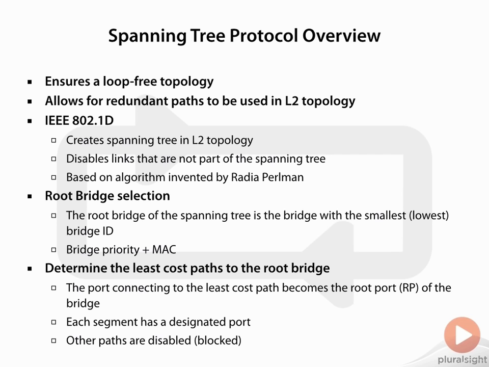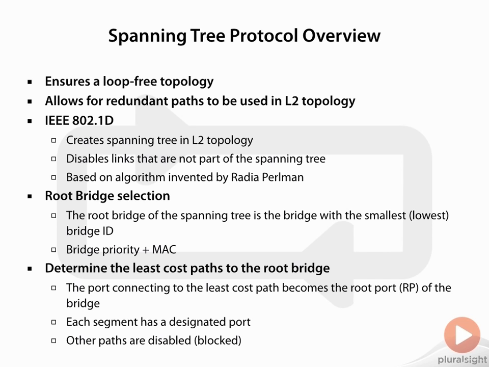So we look at all of the ports that we have connected, and the port that's connecting to the least cost path is going to be what we call a root port. The root port is in a forwarding state, and it is our best way to get back to that root bridge. On each segment, remember that's a link between two devices, that's a segment, each segment is going to have what we call a designated port. Now, designated ports also forward traffic, and any other paths are going to be disabled or blocked.